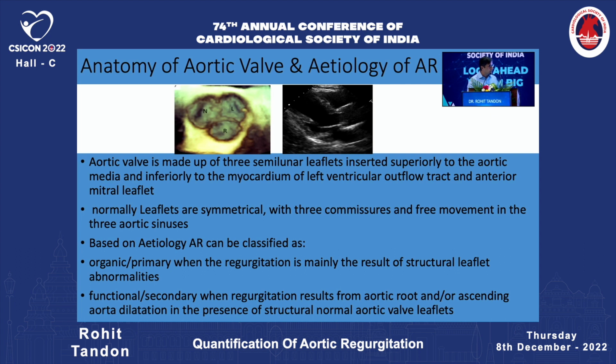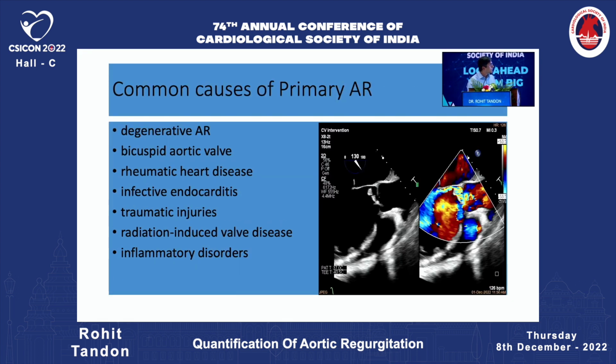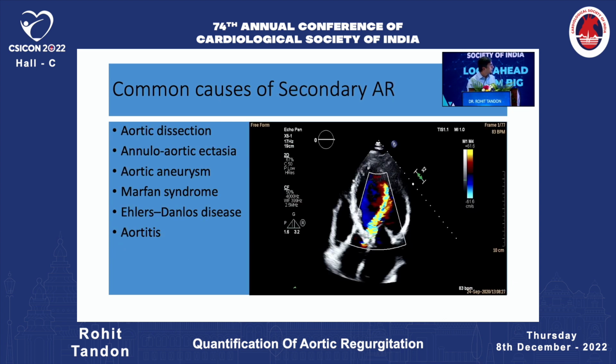Anatomy is the main thing in studying aortic regurgitation, because ultimately it will lead to finding the etiology of AR. AR based on etiology is classified as primary, when the regurgitation is mainly the result of structural leaflet deformity, or secondary, when regurgitation is from root and ascending aortic dilatation in the presence of structurally normal leaflets. So common causes are degenerative, bicuspid aortic valve, RHD, endocarditis, traumatic injuries, radiation-induced valve disease, and inflammatory disorders. And common causes of secondary AR are aortic dissection, aortic aneurysm, Marfan's, aortitis, syphilitic, and aortic ectasia.